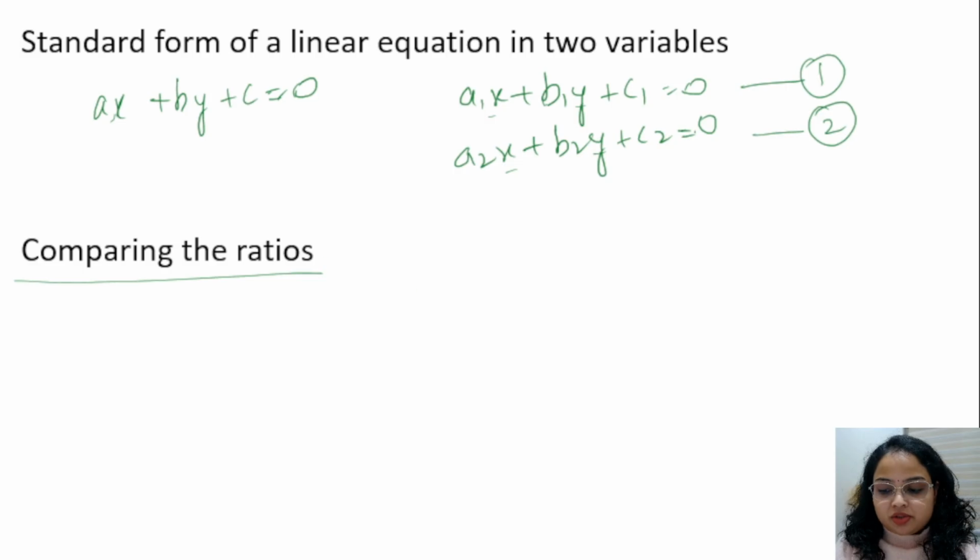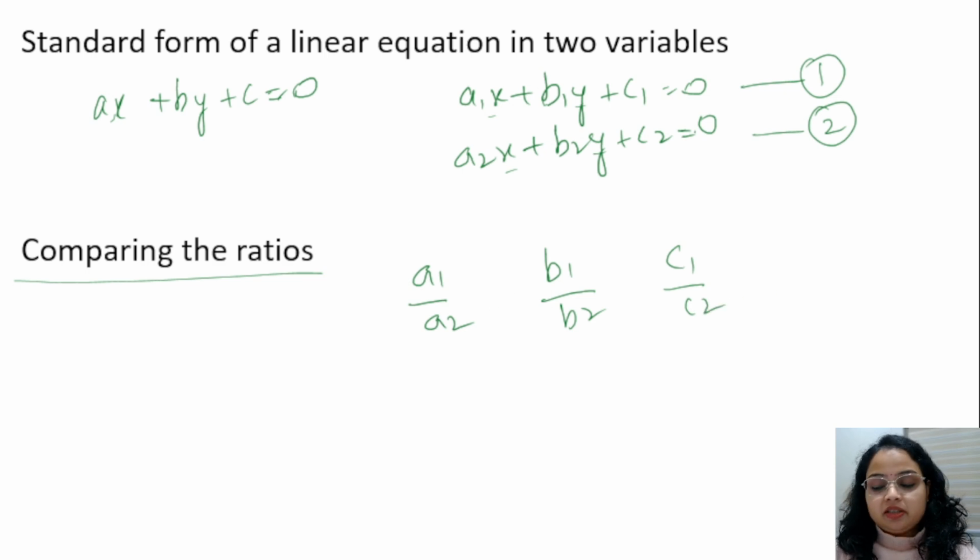We will compare the ratios. We will take a1 by a2, where a1 is the coefficient of x in the first equation and a2 is the coefficient of x in the second equation. And we will take b1 by b2 and c1 by c2. We will compare the ratios. Are they equal or not? If they are equal, what will happen? If they are not equal, what will happen?